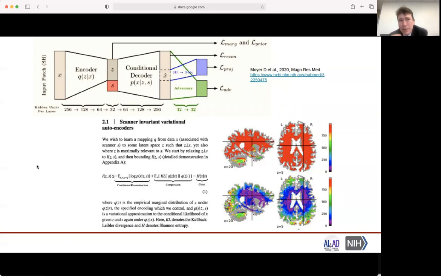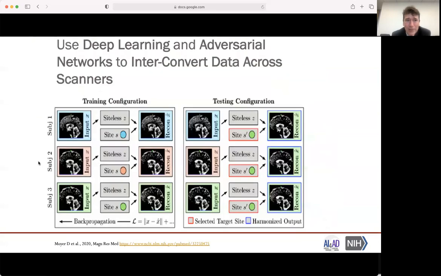And what he found is that you can train a neural network that maximally predicts a certain outcome. It might be Alzheimer's diagnosis, but makes it difficult or impossible for another neural network to tell where the data came from. And in doing so, it gives a site-invariant set of features that not only are useful for prediction, but also can be used to generate images with a different contrast.